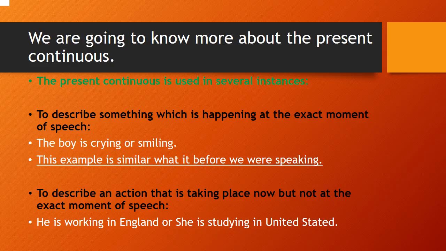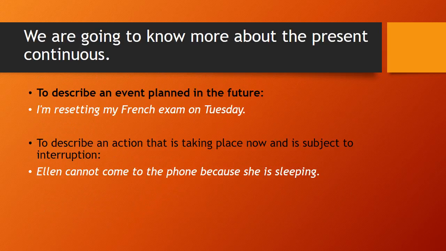The other point is to describe an action that is taking place now, but not at the exact moment of the speech. In this example, we have: he is working in England, or he is studying in the United States. We're going to know more about the present continuous tense.